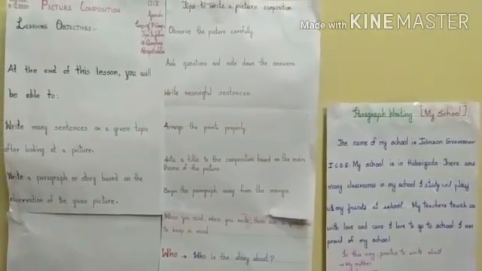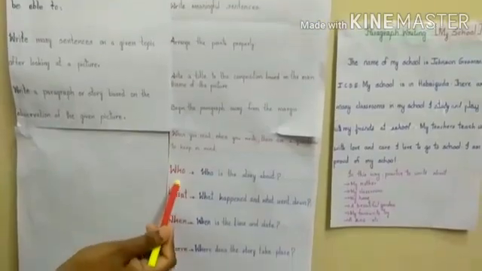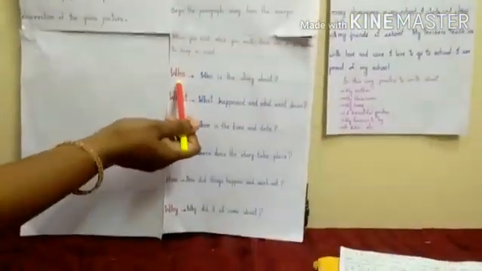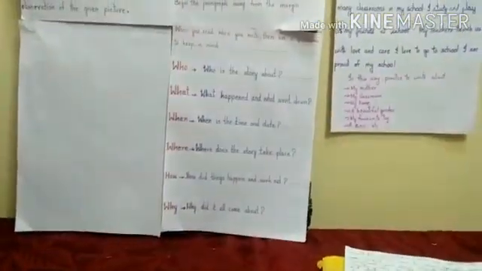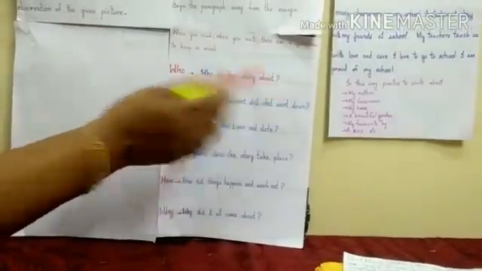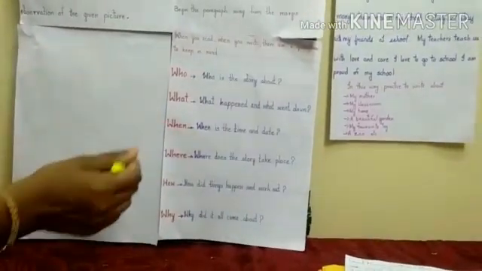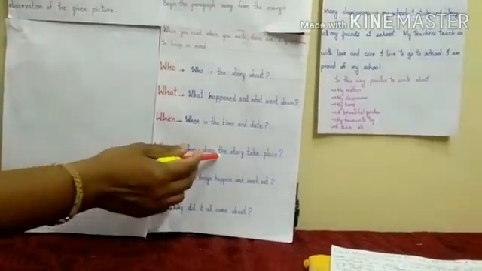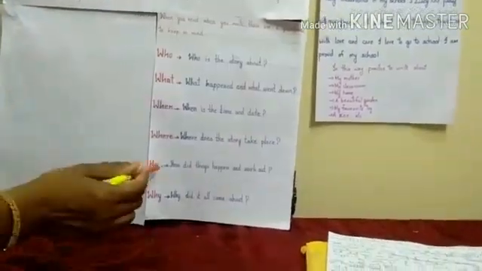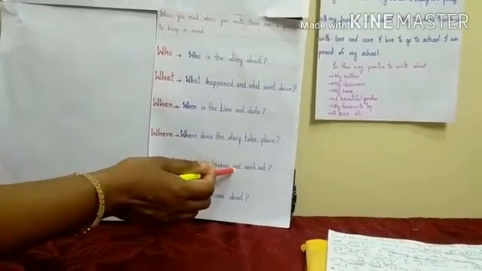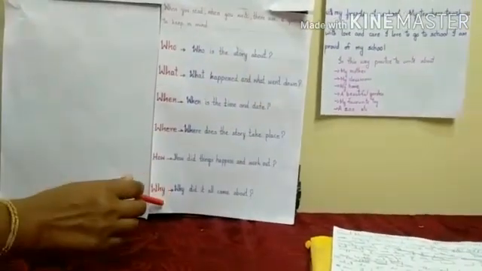Now, what type of questions should you follow? You should follow who is the story about, what happened and what went wrong, when is the time and date, where does the story take place, how did things happen and work out, why did it all come about.